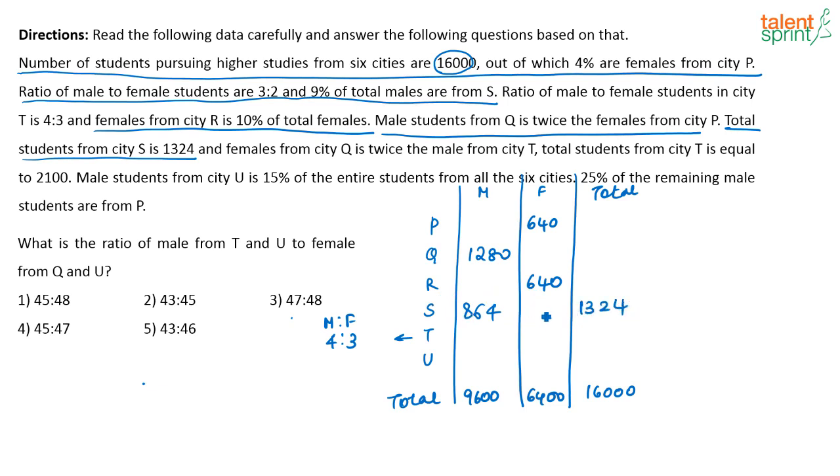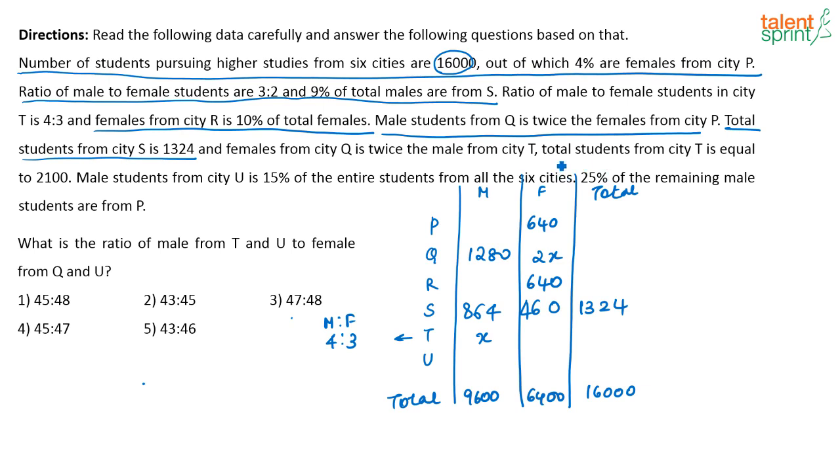So how many females are there in city S? We have not found that out, right? So this will be 460 females will be there in city S. And the females from city Q is twice the males from city T. So let us say if the male from city T is x, this is 2x. Female from city Q is twice the male from city T.